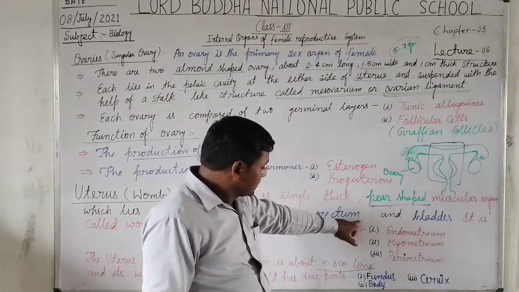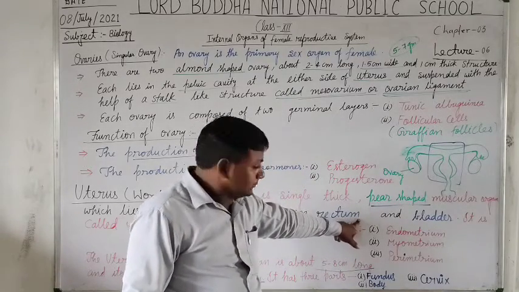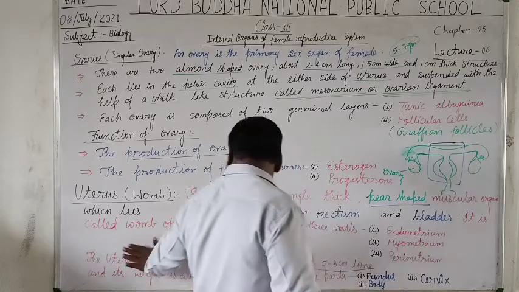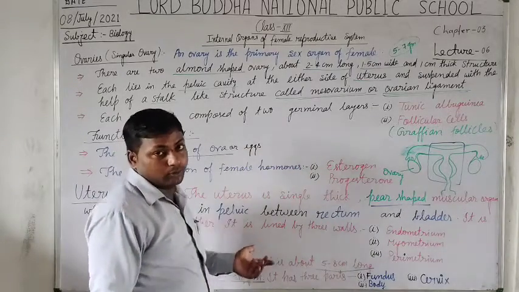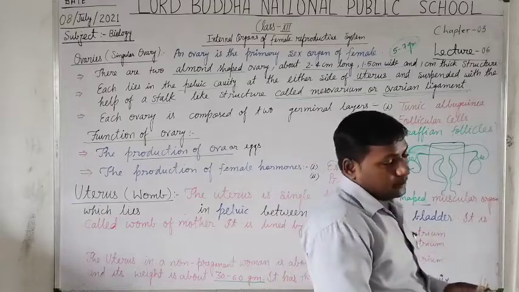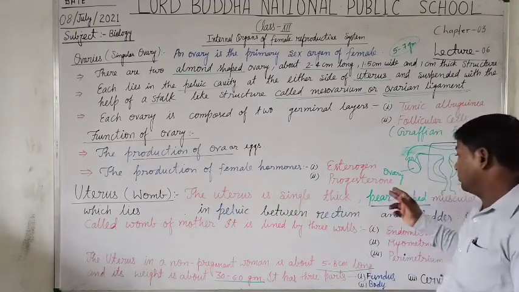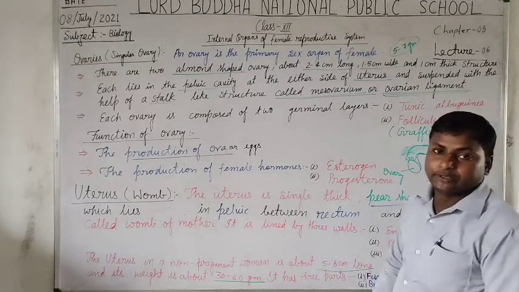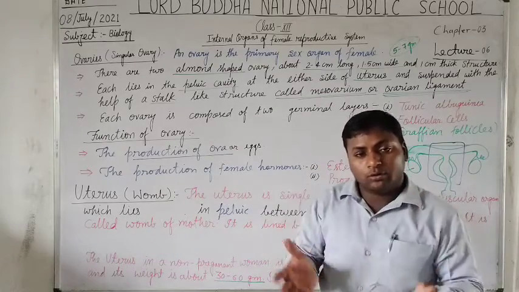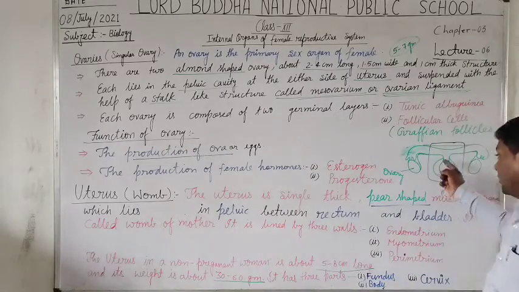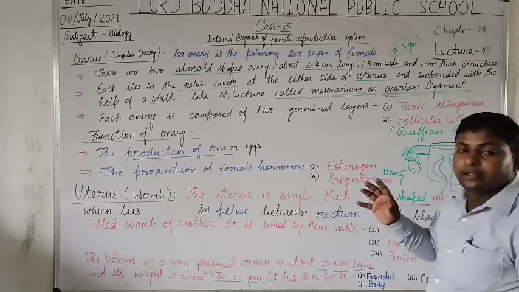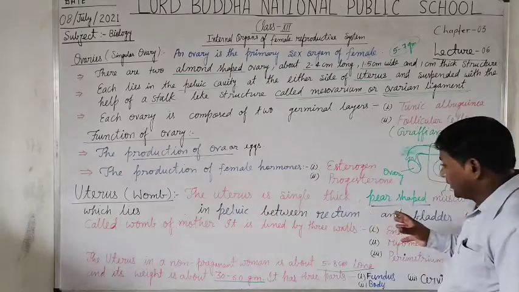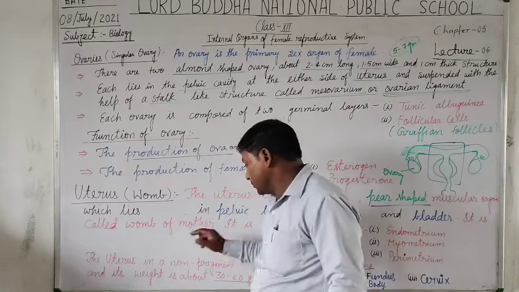Just behind the rectum and in front of the bladder. It is called the womb of mother. Why is it called the womb of mother? Because after the formation of the zygote, it is implanted inside the uterus where the embryonic development of the fetus takes place. It means the whole of the embryonic development takes place inside this part of the female body. That's why it is also called the womb of mother.